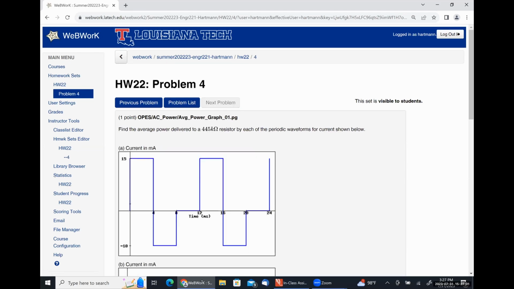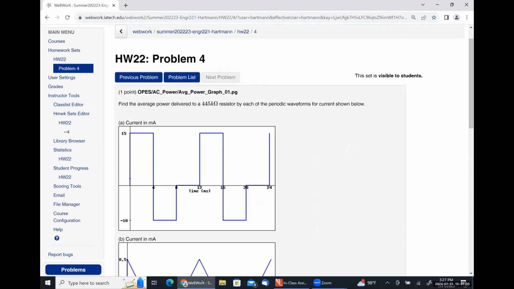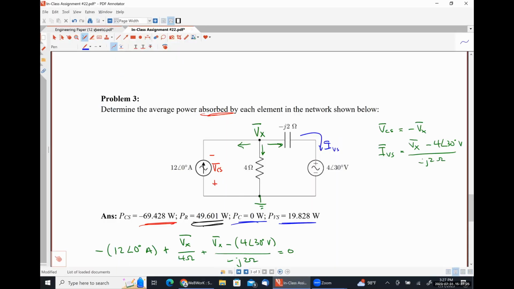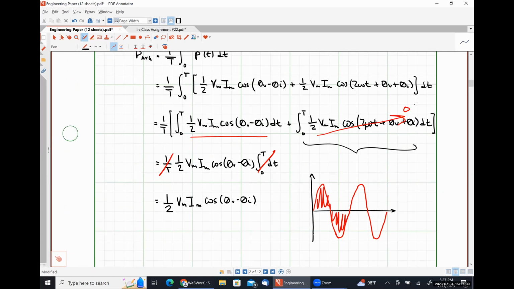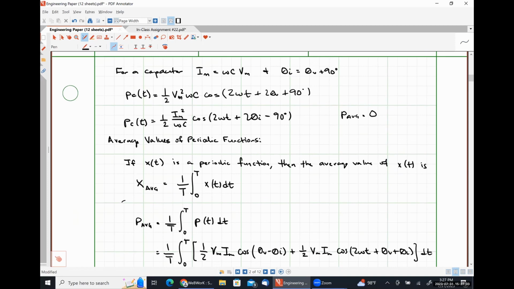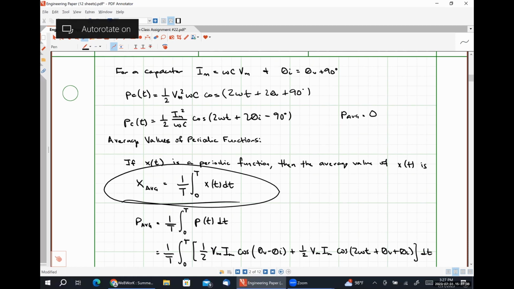For problem 4, we're trying to find the average power delivered to a resistor by each of these waveforms here, right? So we're given the current. I didn't explicitly give you an equation for this, but this is going back to, we go to the notes here. Really this bit right here, right?